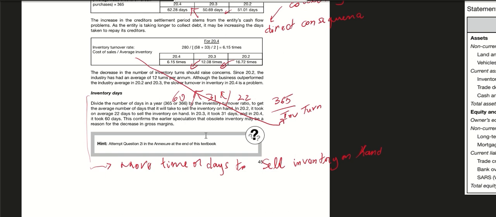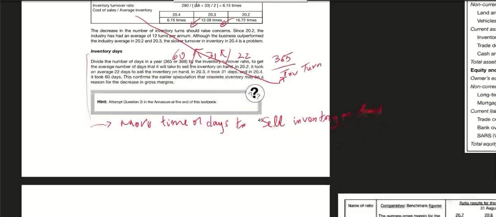And it could be obsolete inventory that might be affecting this company, because it's taking too long. It's starting to get too long to sell the inventory, right? It could be, like I said, a speculation. If you see this, it confirms the early speculation that obsolete inventory may be the reason for the decrease in gross profit margin.